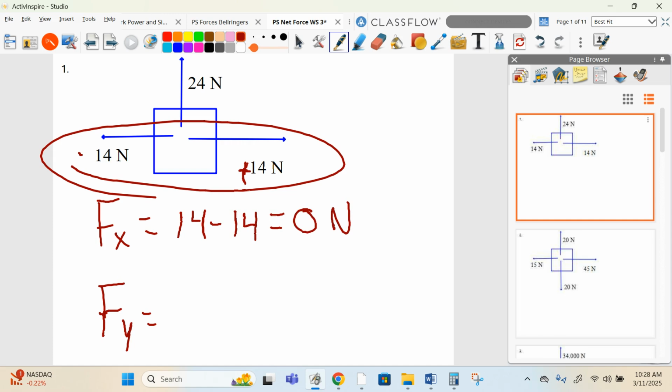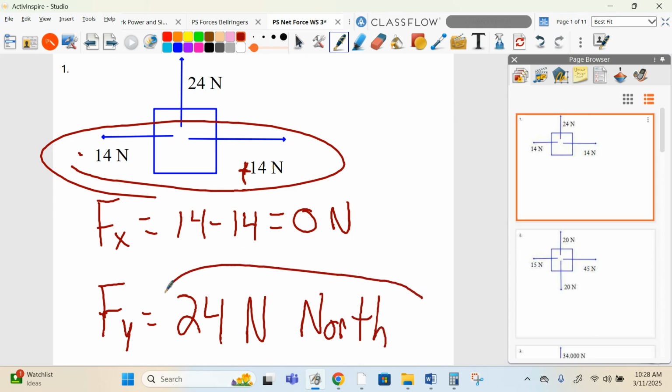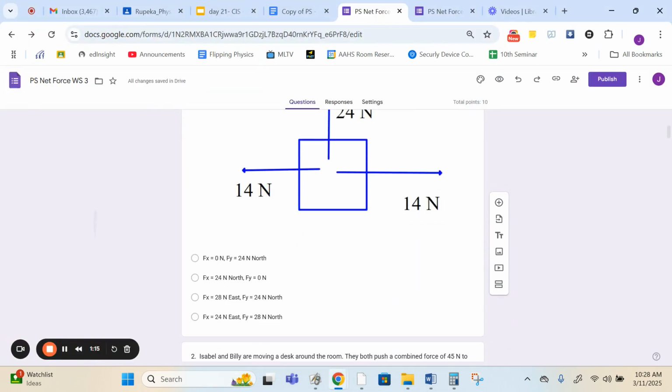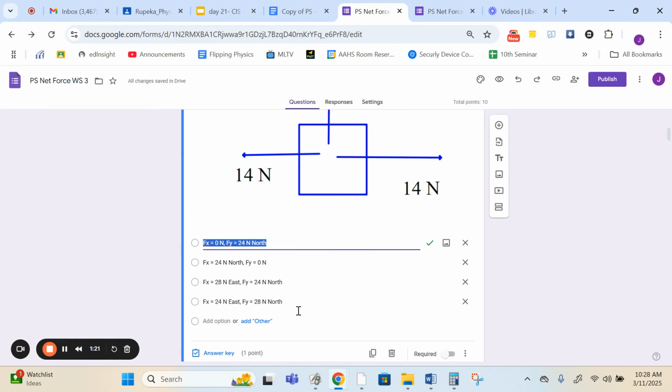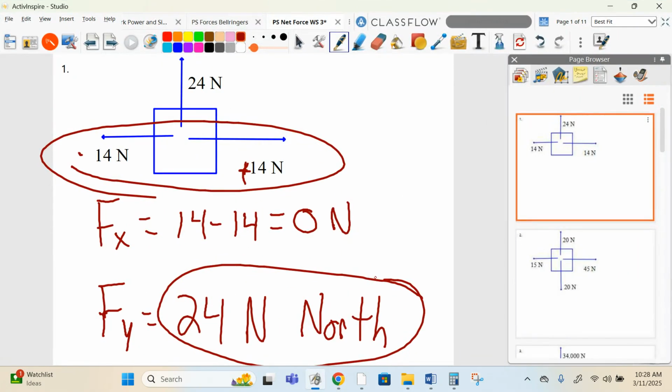Y, I'm taking a look up and down. There's only one force up and down. That's 24 newtons. And so then my net force is 24 newtons north. And that's the one that I want to make sure that I mark. Fx is 0, Fy is 24 newtons north, and that is going to be my correct answer, the very first one. That's 1D. All those, either the x or the y should cancel out.